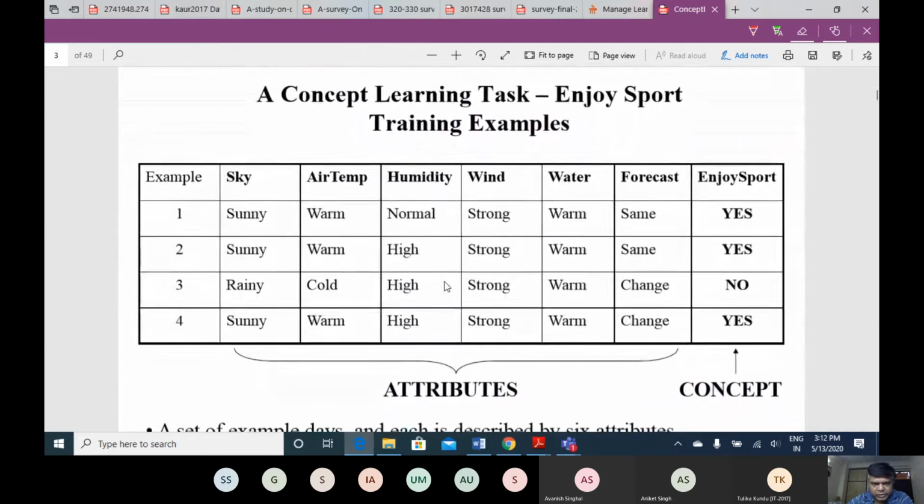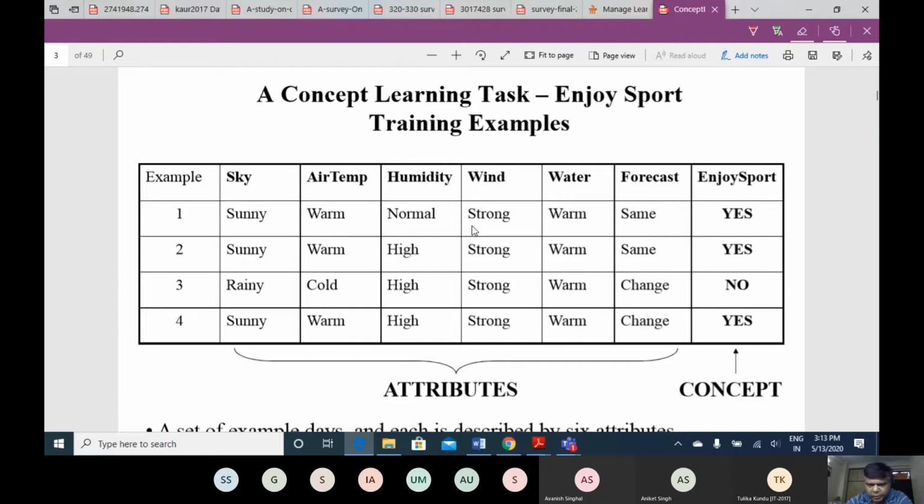So let us see this example. Suppose we want to define enjoy sport as a concept. We want to define it on the basis of these features: sky, air temperature, humidity, wind, water, and forecast. The values of sky can be either sunny or rainy, air temperature can be either warm or cold, humidity may be either normal or high, wind may be strong or weak, water may be warm or cold, forecast may be same or changed.